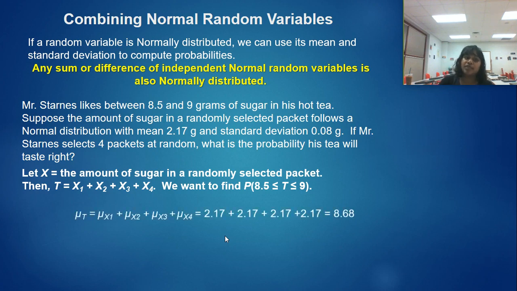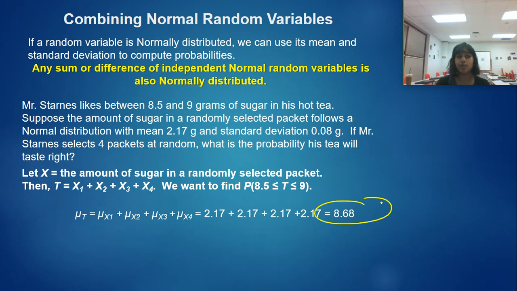So now I know that the mean is actually 8.68, because remember, when I'm summing random variables, I can just sum all of their unique means. If I was differencing, then I would be subtracting all of their unique means. But so I end up with 8.68.